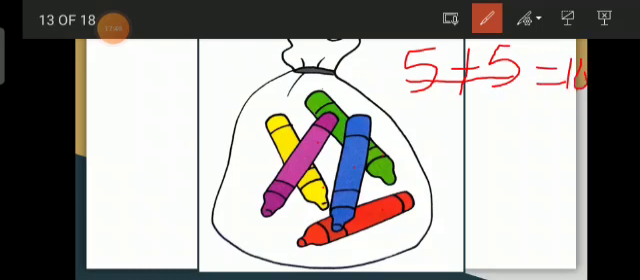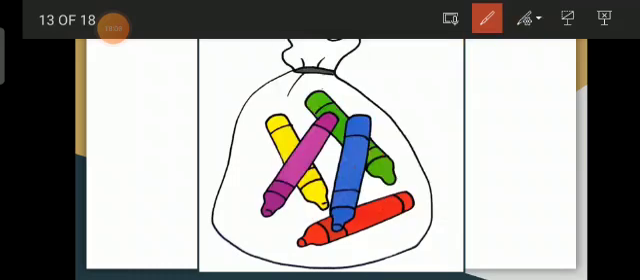So this is how I will solve this part. First, I will count how many are inside the bag, and then I will write down how many more I need to make it 10. Then I will add it all together and I will write down the answer, that is 10. Okay, this is how you will solve. Move to the next part now.